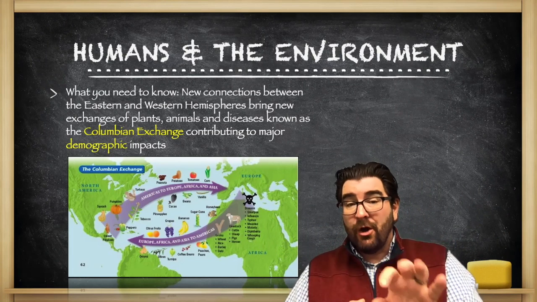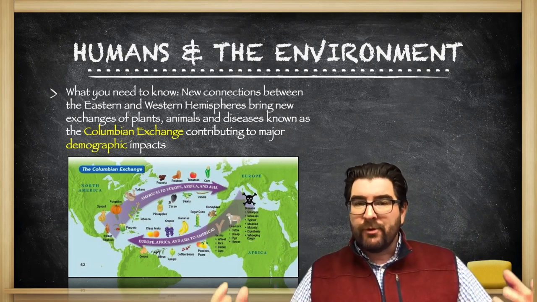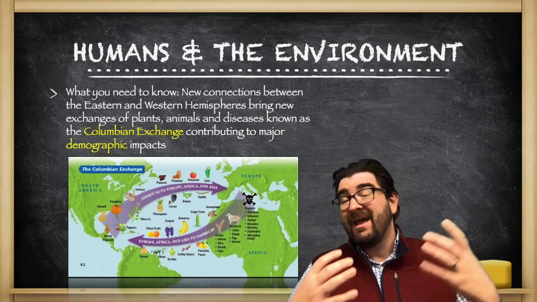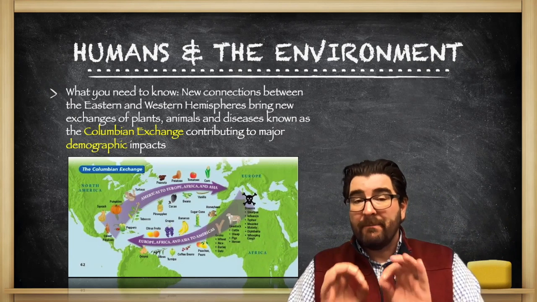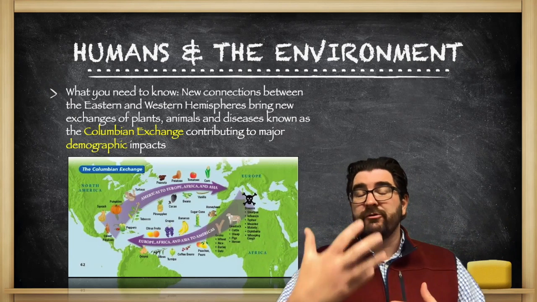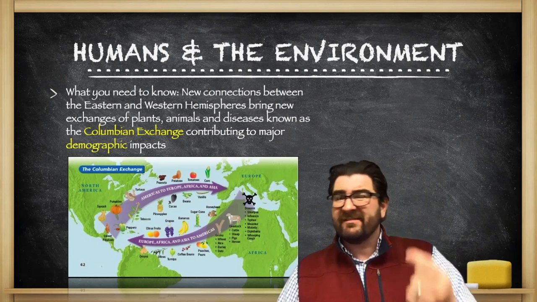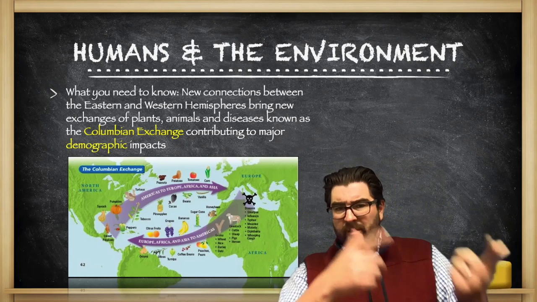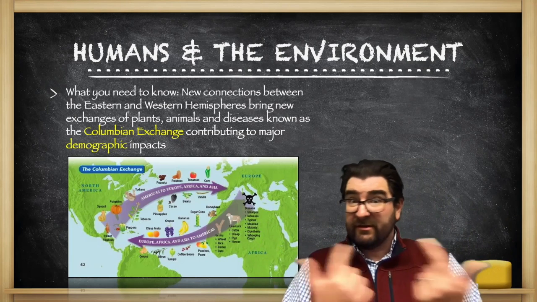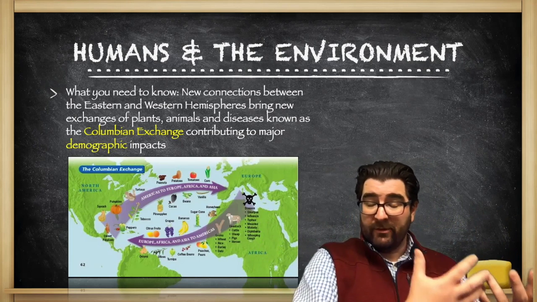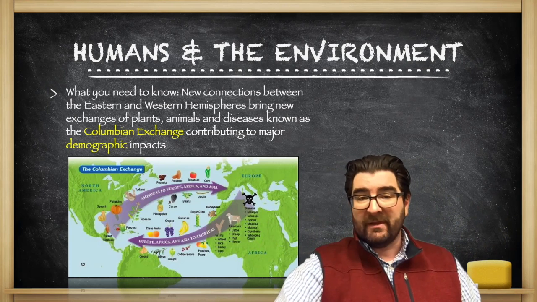What you need to know is that new connections between the Eastern and Western hemispheres will bring exchanges of plants, animals, diseases, and even people, known as the Columbian Exchange. And this contributes to tremendous demographic impacts. Demography is the study of human populations. So as we work through here, we're going to recognize that because of the things exchanged between the Western and Eastern hemisphere and vice versa, we're going to see some major population changes.